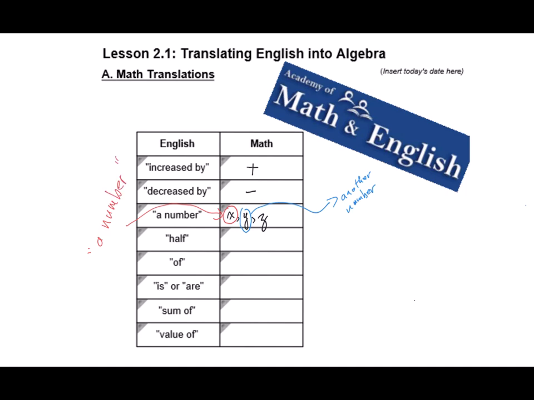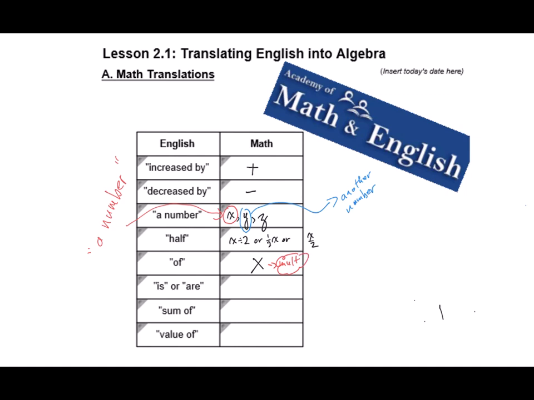Now, when we say half of a number, we're thinking about either x divided by 2 or 1/2 of x, or you could write it as x over 2. When we talk of the word of in mathematics, we're usually talking about the multiplication of two numbers. Please highlight that.